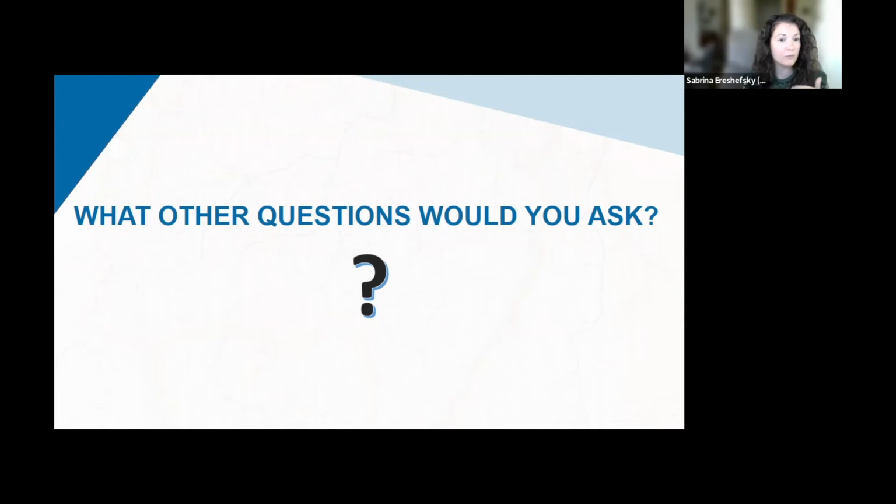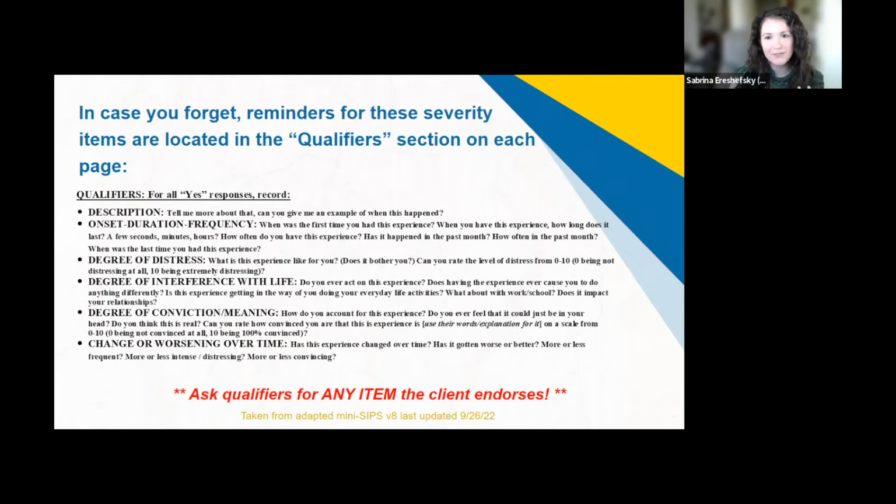And then, for treatment prognosis and for treatment planning, we would want to know where they're at today too, and in the past month, so that we can come up with the best plan. In case you forget these qualifiers, there is a qualifier section on each page of the mini SIPS. Soon enough, you'll be getting a hang of these and relying on them less and less. For now, just remember you have the tools you need at your fingertips.